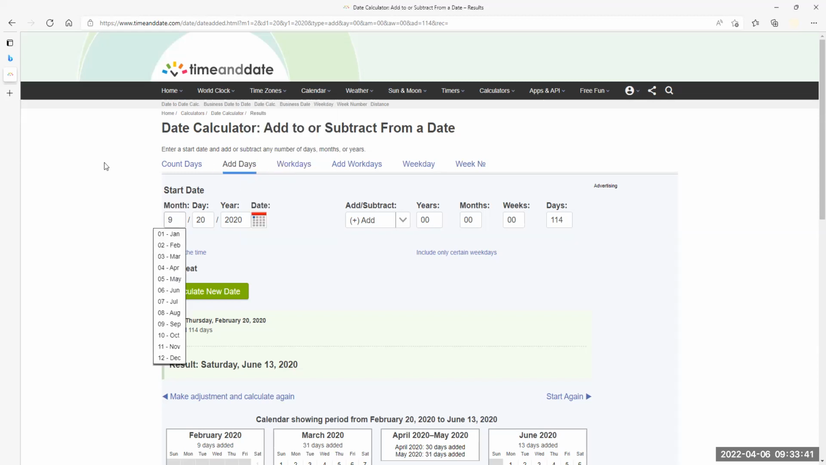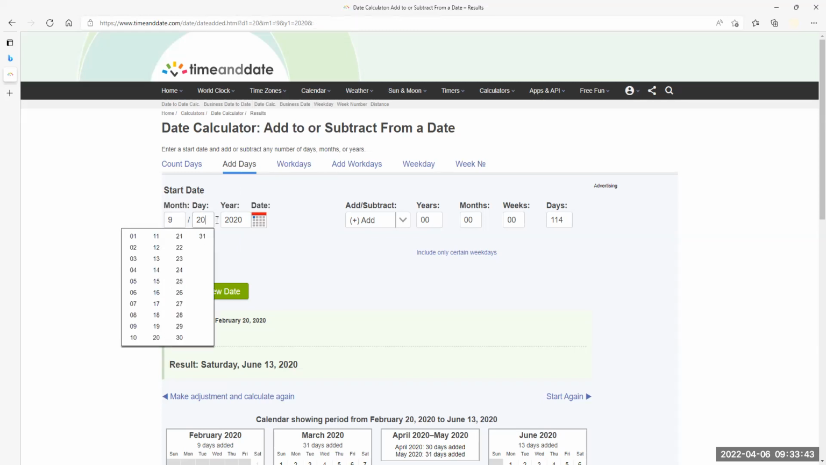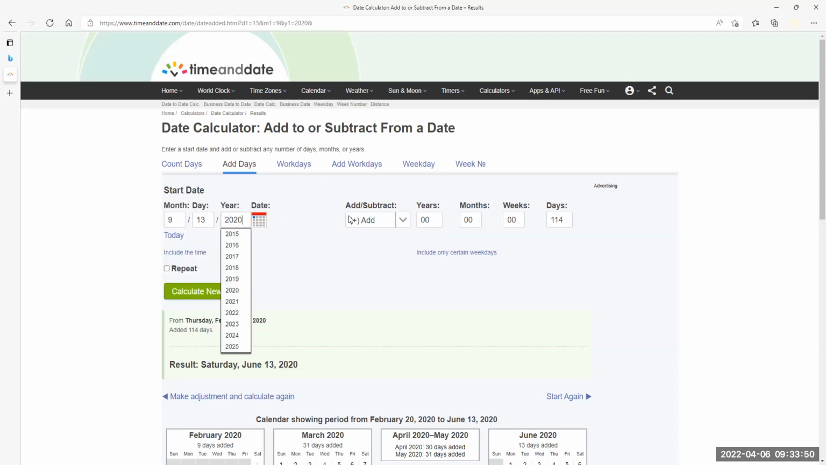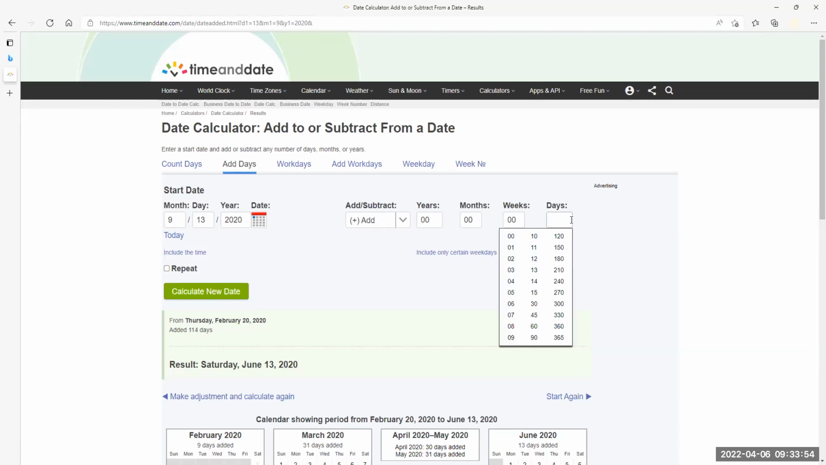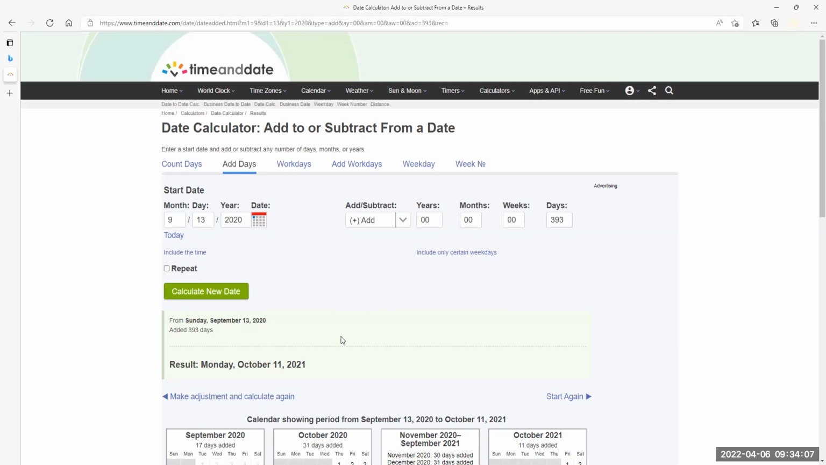I'm going to share with you this time and date calculator. And then 13th of the year 2020. So I'm going to change the year. And I'm adding 0, 0, 0, except it's 393 days. Okay. So if I hit calculate, it should give me the date when this next occurrence is going to happen. So calculate, it's telling me it's going to happen on October 11th of the year 2021.